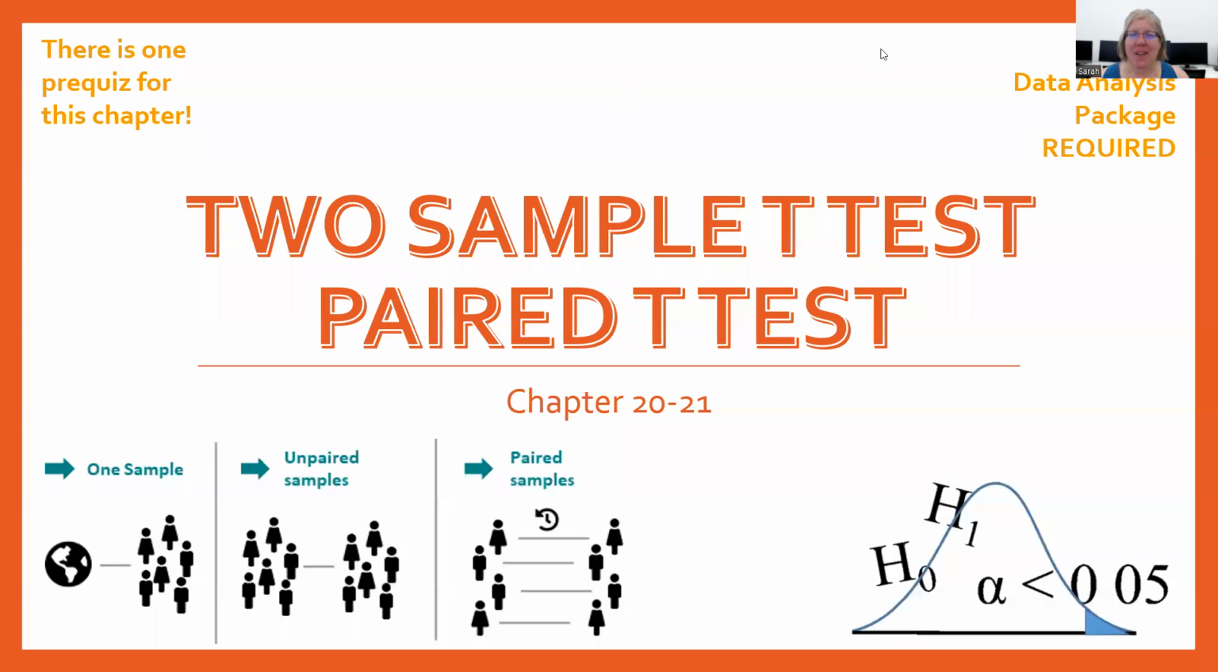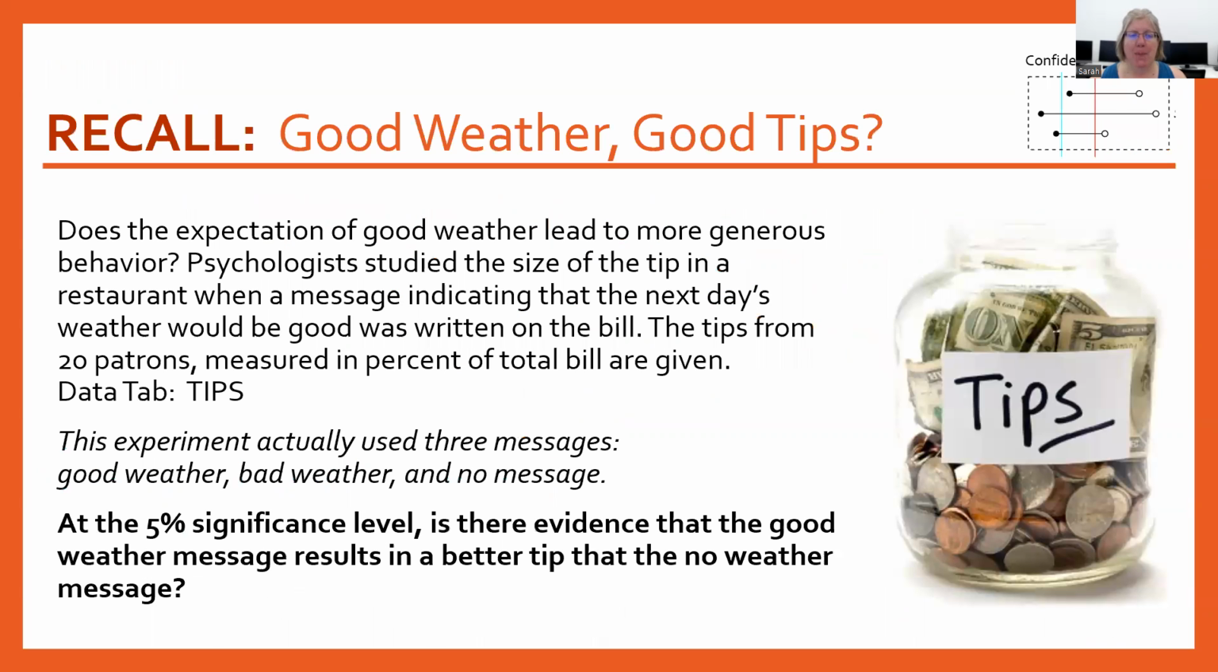Welcome to the last chapter of the class. We're going to take a look at two more hypothesis tests, the two-sample t-test, where you're comparing two group means against each other, and then the paired t-test. So each person in your sample has two measurements, like a before and after, and we're going to compare the difference of those measurements. So recall this example from chapter 20.